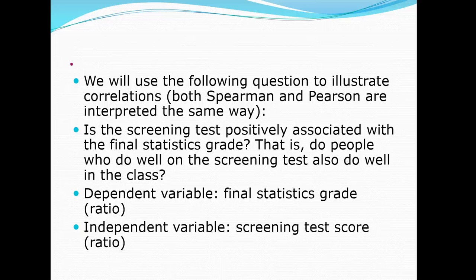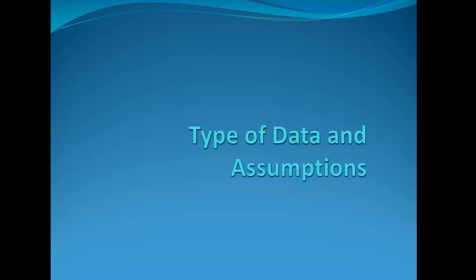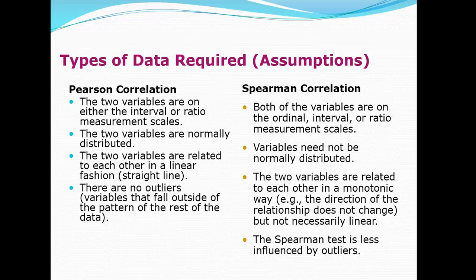In our example here about screening tests, our dependent variable, which is the final statistics grade, is ratio data because it has a natural zero point. It's from 0 to 10 if we assign a 0 to 10 numerical final grade. And our independent variable, the screening test score, is also ratio because the lowest score could be 0 and the highest score could be 100. So knowing that both are ratio type of data, are we going to use Pearson or Spearman? Here's some more types of data and assumptions that we need to remember when we are about to decide which of the correlation statistics we're going to use.